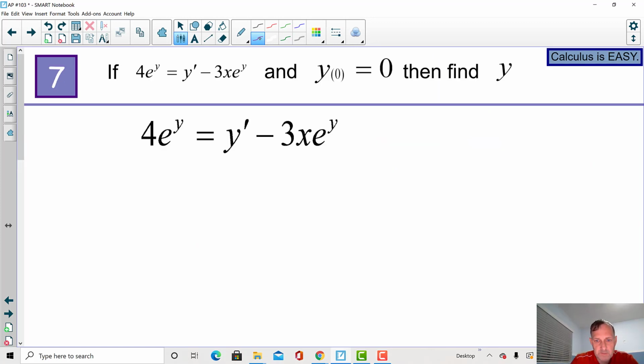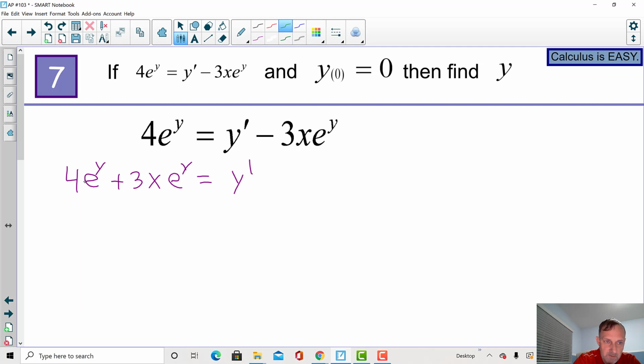All right, this one's also a little bit different than the other ones we've worked with before because it's not easy to separate right now. So I'm going to have to get this piece on the other side, and then I'm going to have to factor out an e to the y. So let me show you what I'm talking about. I'm going to add this to both sides.